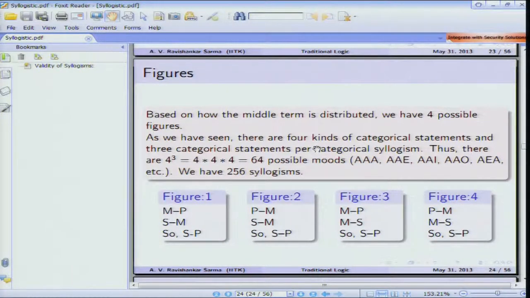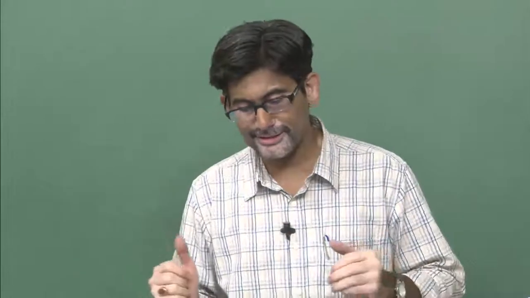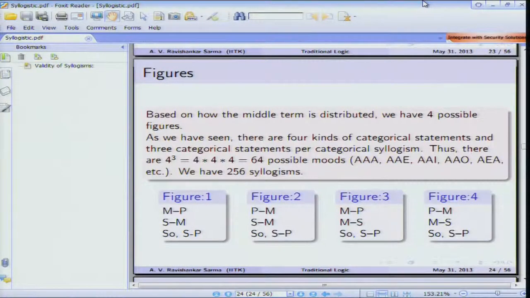Depending upon how the middle term is distributed, we have four different kinds of figures, and there are four kinds of categorical statements: A, E, I and O. In any syllogism we have three categorical statements, so we have 64 possible moods in each and every figure, that is 4 to the power of 3. AEI, III and so on will constitute different kinds of moods. Here the middle term takes the position of a subject in the first premise and a predicate in the second premise in figure number 1.